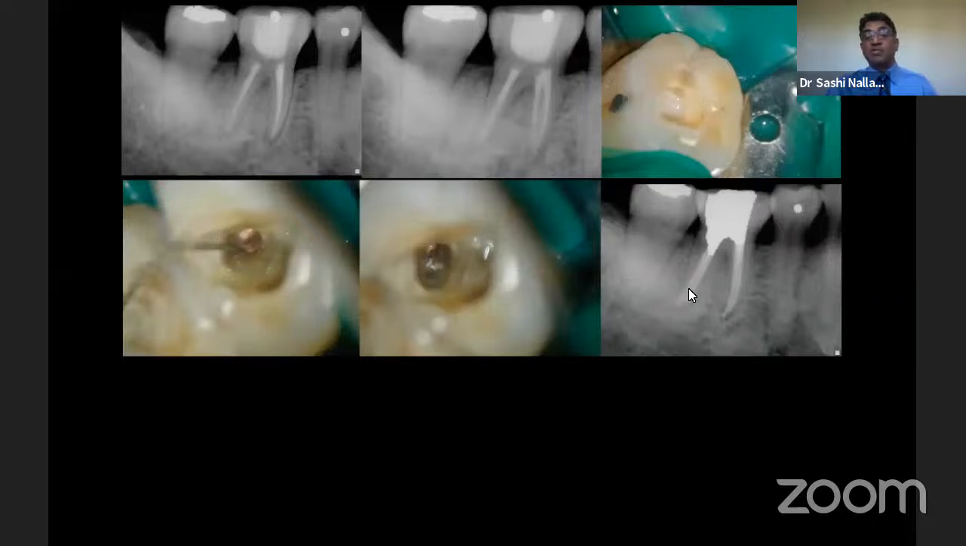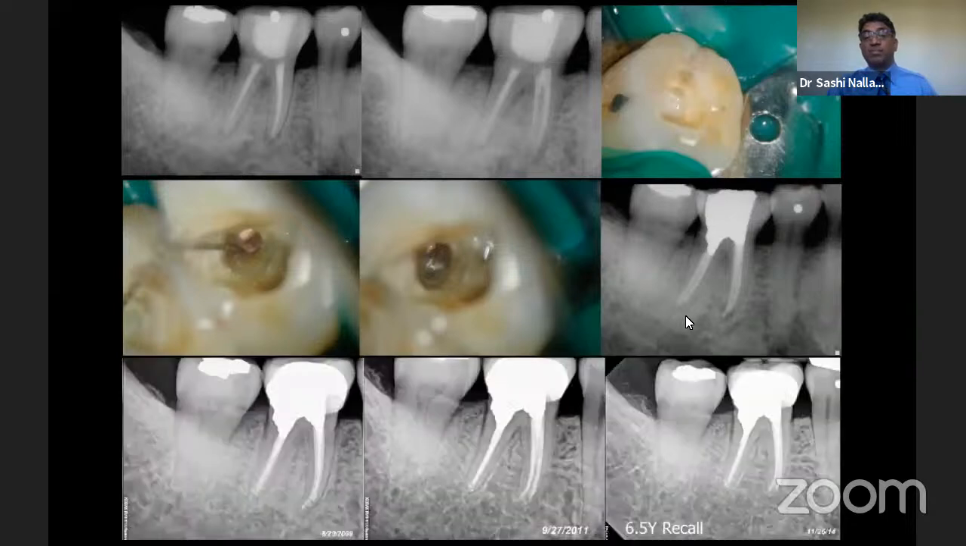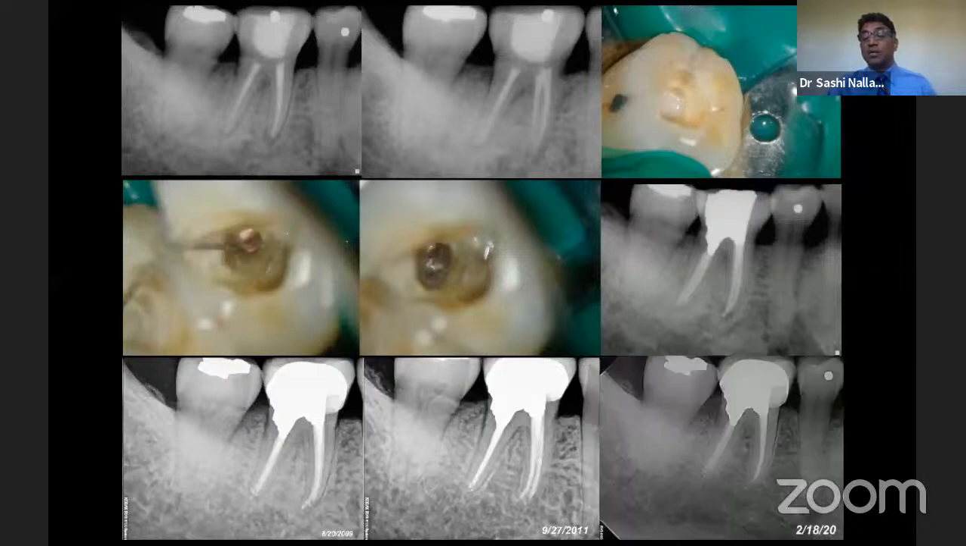So I retreated it and I placed the amalgam and then I closed up the tooth. And this is back in 2008. And so 2008, 1-year follow-up, she looks fine. 2011, 4-year follow-up, she looks fine. And 2014 at 6.5-year recall, the tooth is still looking very good. And this is 2020, 12 years later, the tooth is still in the patient's mouth and doing very well.